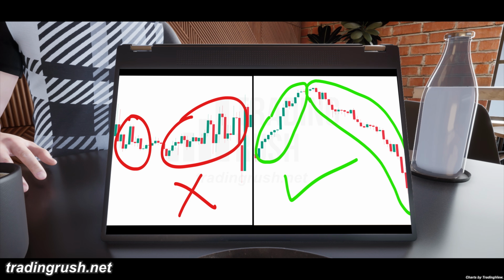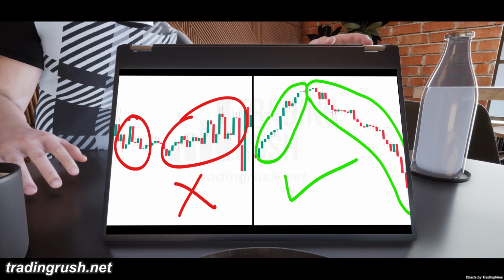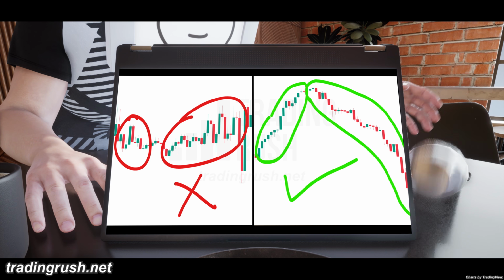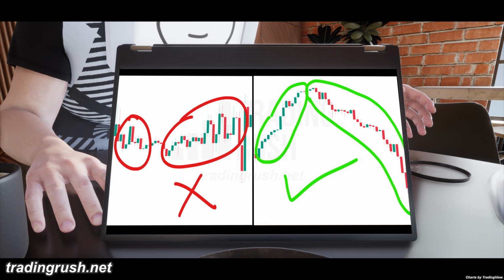Number 9. If the candlestick colors are alternating too frequently, indicators such as the MACD can give false crossovers. This is because the price movement is not clean.